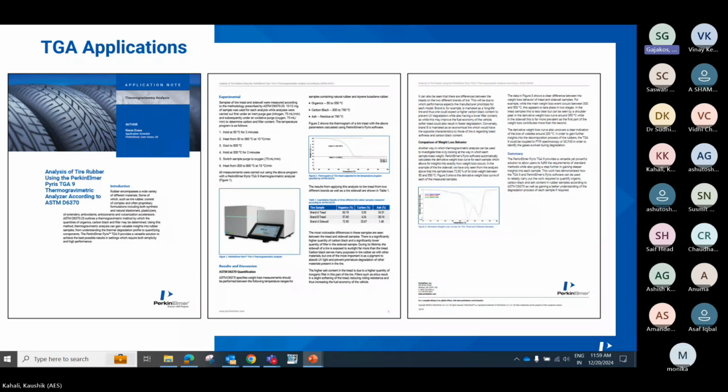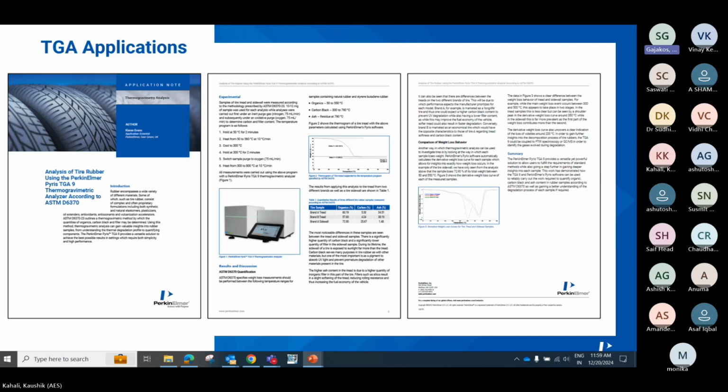And at 790 or 800 degrees centigrade, we can take out whatever remains from the sample, which might be the ash, the residue, the fillers, or the inorganic content of that particular sample. So here we collected the data for all three samples.